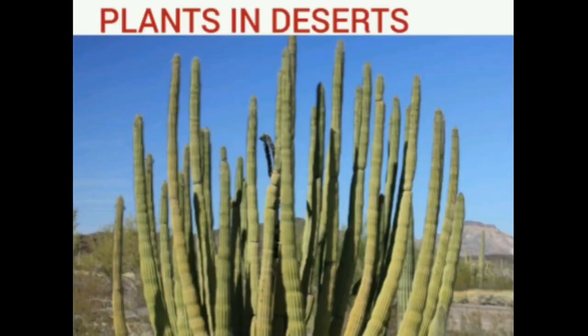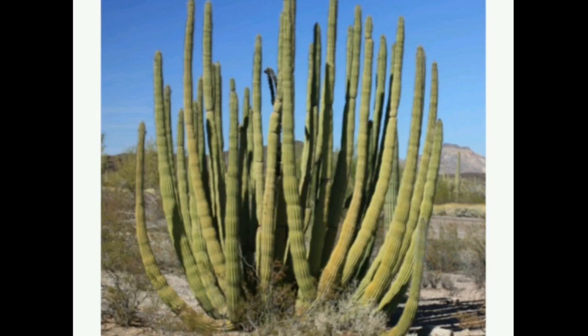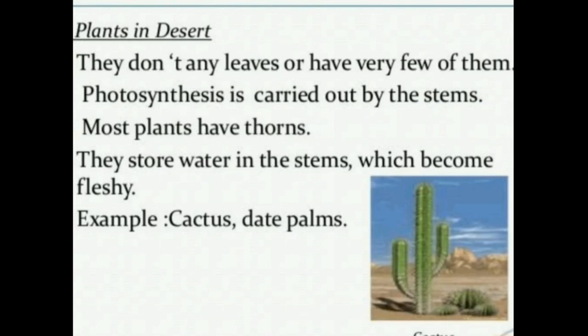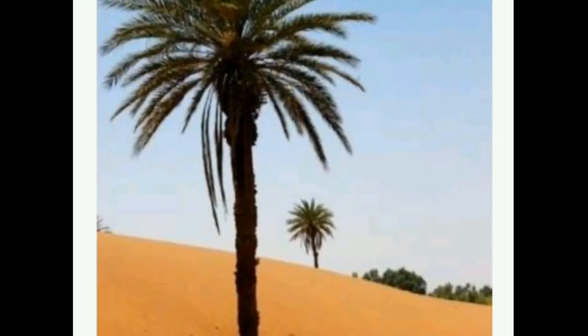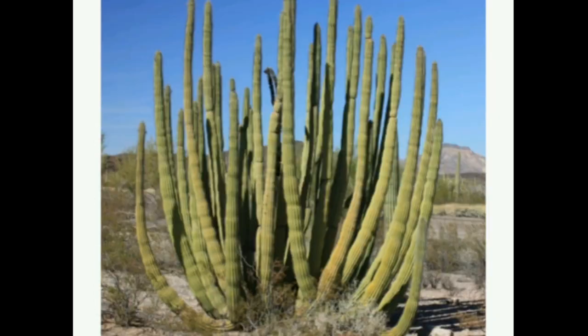Do you think there are plants in the desert? Yes, but they are very few. In desert, there is very little rainfall, the climate is too hot, and the soil is sandy. Can you give me an example for desert plants? Yes, cactus and date palms. They can survive in these conditions. There are no branches, but the stem prepares the food for the plants by the process of photosynthesis.